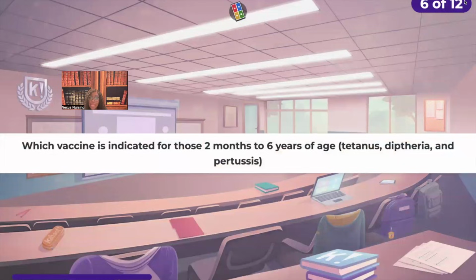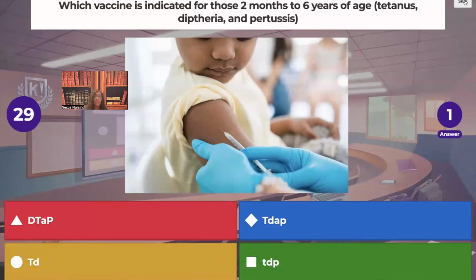All right, which vaccine is indicated for those 2 months to 6 years of age? We're talking about the tetanus, diphtheria, and pertussis vaccine. You see how these letters are so close to each other? Guess what? There's a big difference, and you have to know the difference. Is it DTaP, Tdap, TD, or TDP? You can't use them interchangeably. They are not the same.